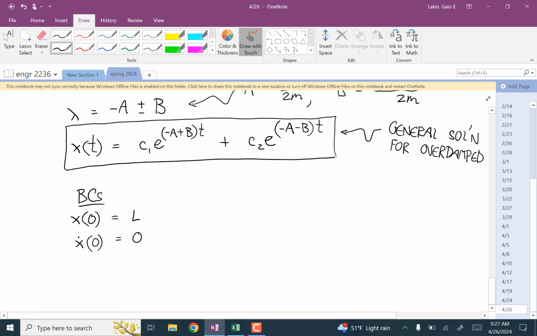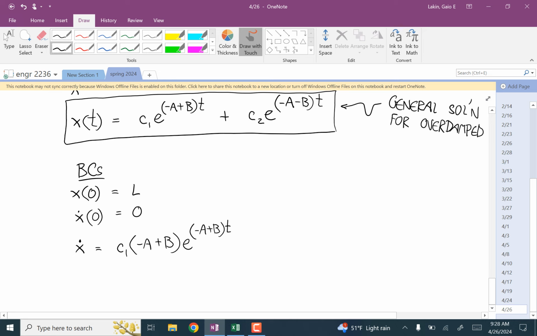We have the form of x. From that, we can take the derivatives, and we know that our x dot has the form c1 times negative a plus b times e to the power of negative a plus b times t, plus c2 times negative a minus b times e to the power of negative a minus b times t.